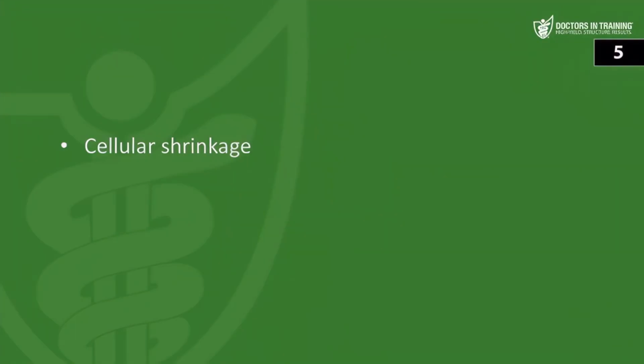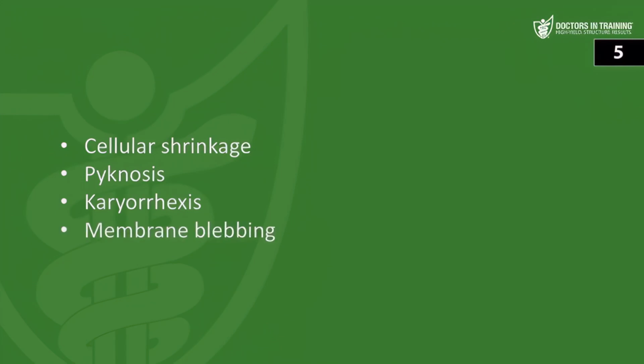First question, what histologic features are seen in apoptotic liver cells? Well, you're going to see cellular shrinkage. You're going to see pyknosis, which is where the nucleus gets kind of condensed and the chromatin is all kind of clumped together. You're going to see karyorrhexis, which is nuclear fragmentation. You're going to see membrane blebbing, and then the formation of apoptotic bodies.